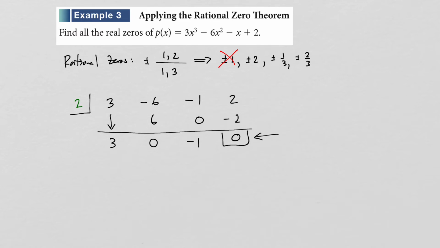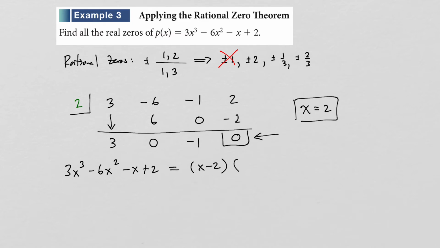So what are the zeros? Well, we know that one of the zeros is x equals 2. Now, how do we find the other zeros? Well, let's remember that when you start with a polynomial like the one we have here, since we got a remainder of 0, we know that x minus 2 is a factor, and we know the other factor comes from these coefficients here, and that gives us 3x squared minus 1, right? So this is 3x squared plus 0x minus 1.